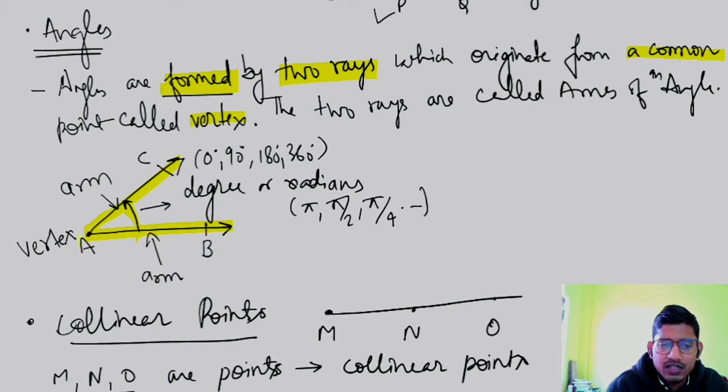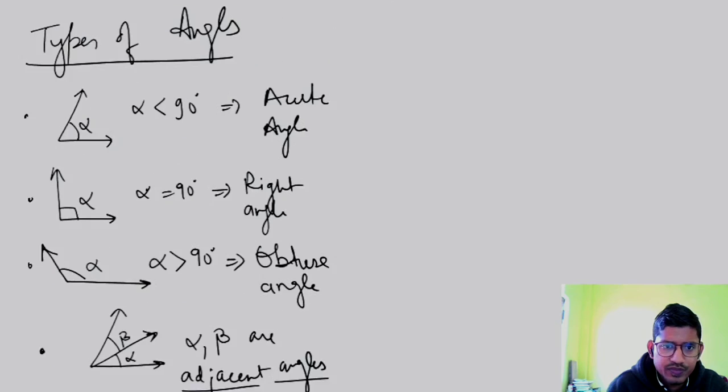If the directions of the rays are not the same, then they will always form an angle to each other. If the angle is formed, then this ray is called an arm, and this other ray is also called an arm, and in the middle portion the angle is formed, whose unit is degree or radian.